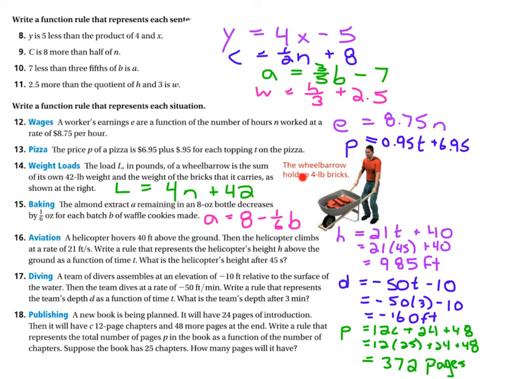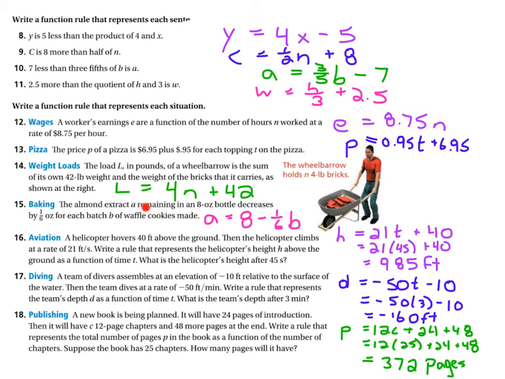Okay. Here this says the wheelbarrow holds some n number of 4-pound bricks. So the total load of the wheelbarrow is the sum of its 42-pound weight. That's going to be plus 42 no matter how many bricks are in there. And then 4 times each brick, however many bricks are in there. That would be the total weight or load.